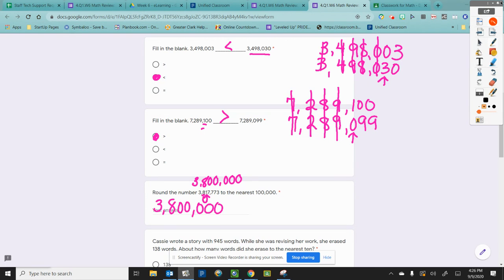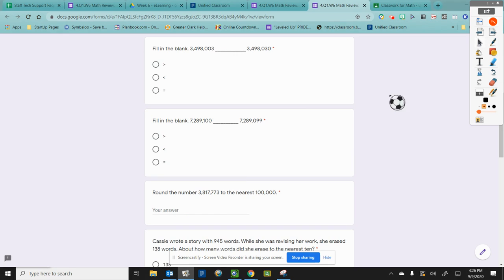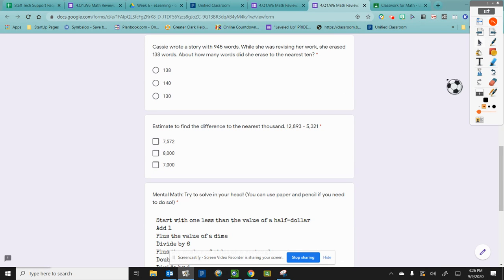I'm going to clear my screen, and we're going to move it up so that we can see our next set of problems. Okay. Cassie wrote a story with 945 words. While she was revising her work, she erased 138 words. About how many words did she erase to the nearest 10?